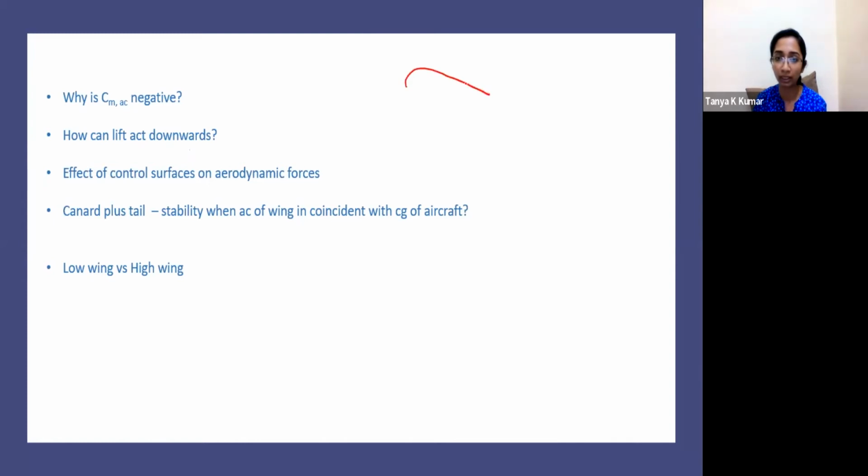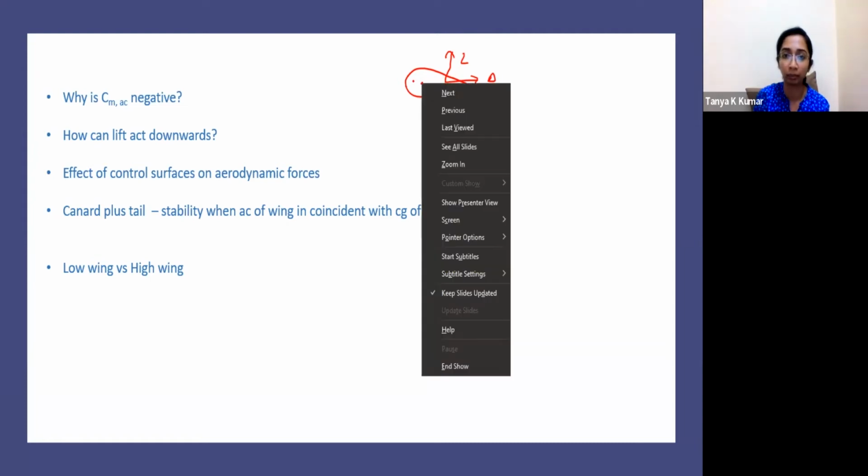So if this is your airfoil, if it's a cambered airfoil, this is the location of center of pressure where all the forces are presumed to act. All the aerodynamic forces, that is lift and drag, are presumed to act. But since this CP varies with angle of attack, we have chosen an aerodynamic center.